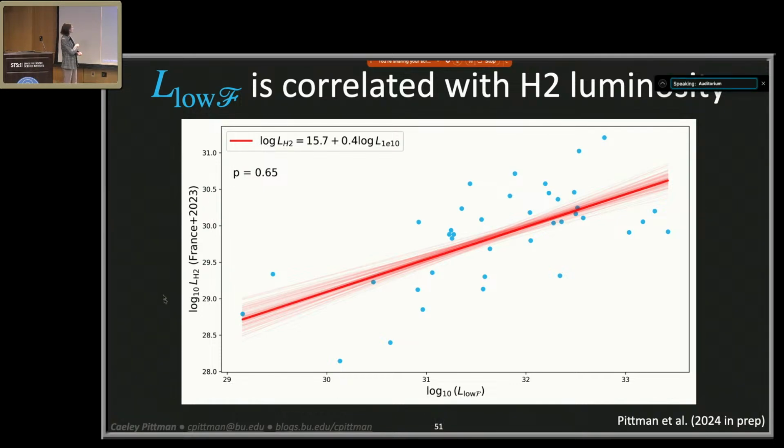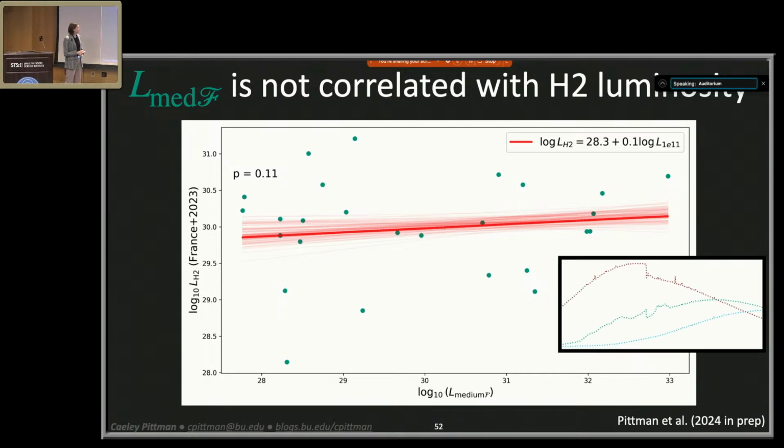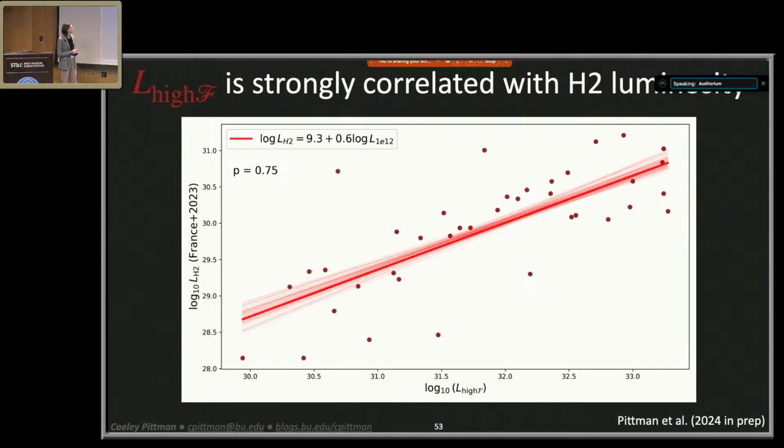So the luminosity of H2 on the y-axis and the luminosity of the low energy flux density column on the x-axis. P-value of 0.65 is a pretty significant correlation, decent correlation. Kind of as expected, I don't find a correlation with the medium energy flux density column just because it's not very significant in the fits in general. Usually it's just so low as to be not that important. But again, the weirdness of the spectrum.